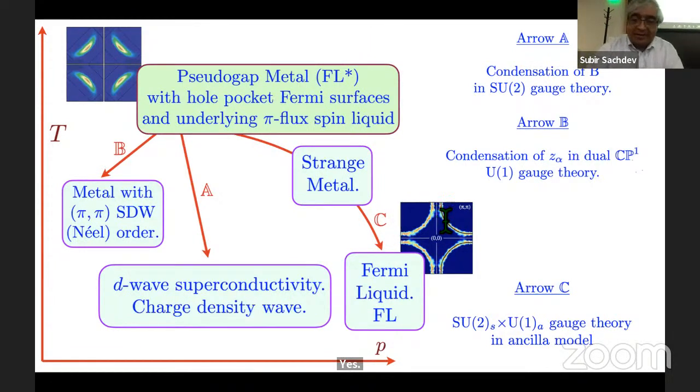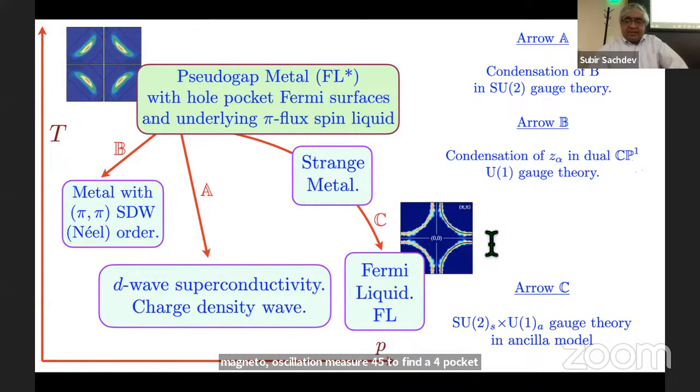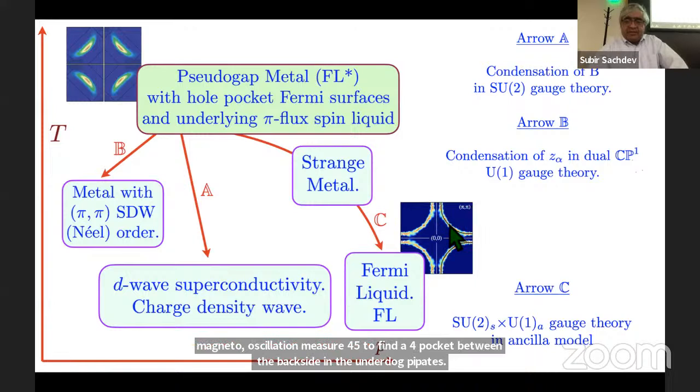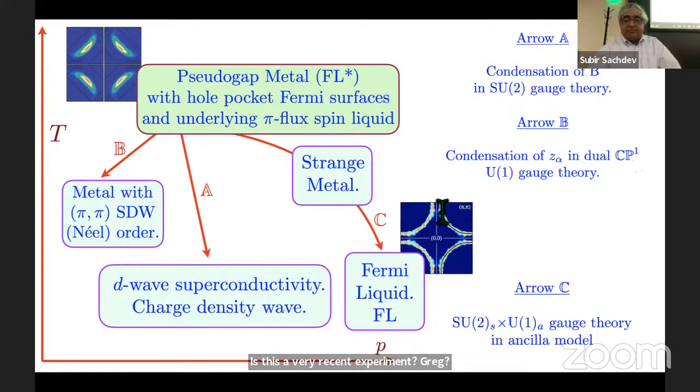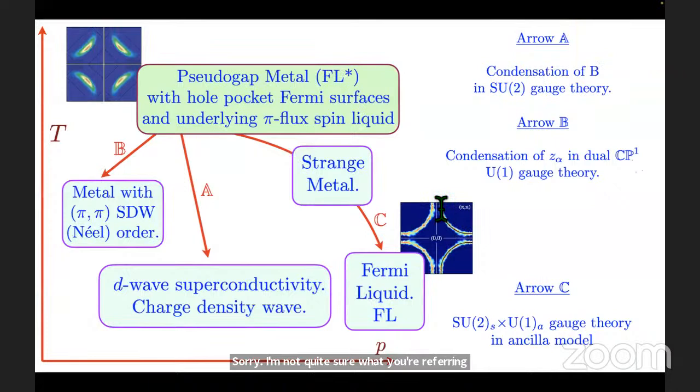Okay, Greg. Ramshaw et al. used angle resolved magneto oscillation measurements to find a four pocket Fermi surface, including the backside, in the underdoped cuprates. Is this a very recent experiment, Greg? Sorry, I'm not quite sure what you're referring to. Sorry, I was muted. It's a very recent paper I was looking for on my hard drive. I'll send it to you if I find it.